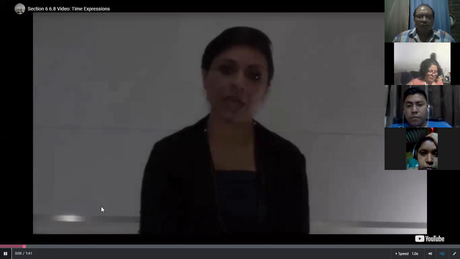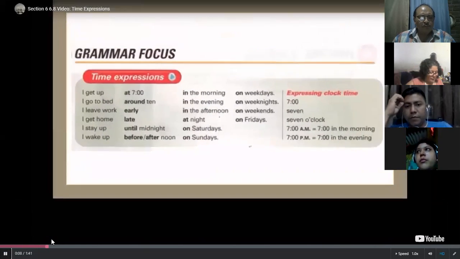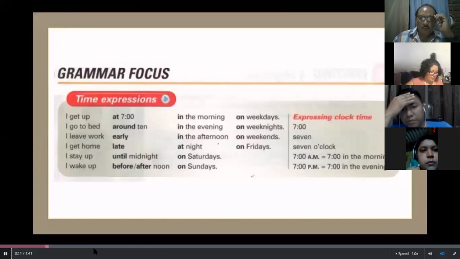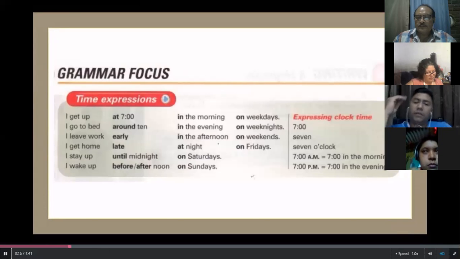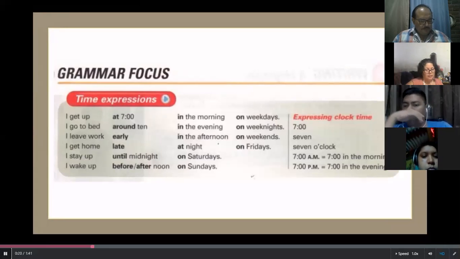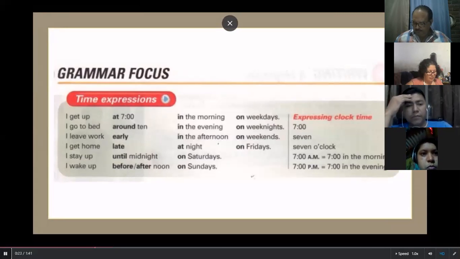By the end of this lesson, participants will be able to identify and use time expressions, such as prepositions and adverbs of time. Time expressions. I get up at 7 in the morning on weekdays. I go to bed around 10 in the evening on weeknights. I leave work early in the afternoon on weekends. I get home late at night on Fridays. I stay up until midnight on Saturdays. I wake up before noon on Sundays. I wake up after noon on Sundays.